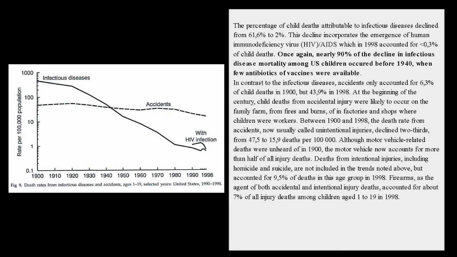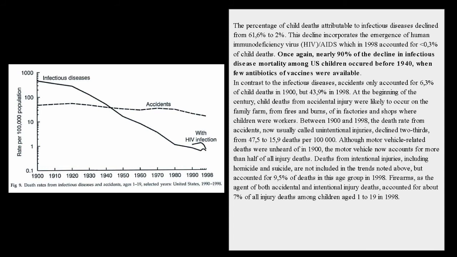In contrast to the infectious diseases, accidents only accounted for 6.3% of child deaths in 1900, but 43.9% in 1998. At the beginning of the century, child deaths from accidental injury were likely to occur on a family farm, from fires and burns, or in factories and shops where children were workers. Between 1900 and 1998, the death rate from accidents, now usually called unintentional injuries, declined 2/3, from 47.5 to 15.9 deaths per 100,000. Although motor vehicle-related deaths were unheard of in 1900, the motor vehicle now accounts for more than half of all injury deaths.